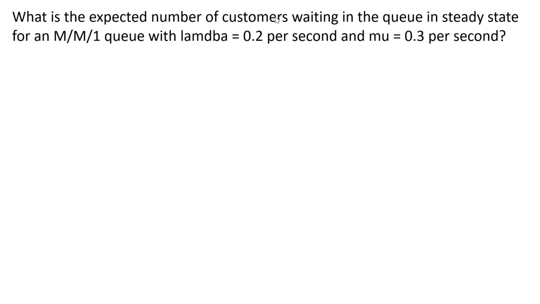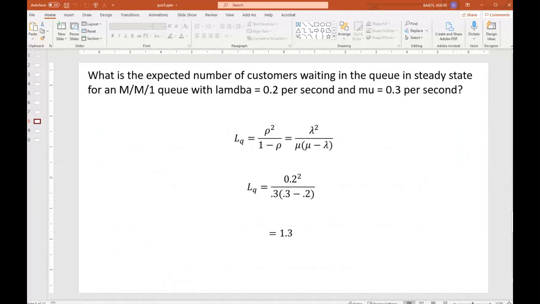So we have lambda and mu. Remember that lambda is the arrival rate, mu is the service rate. Lambda has to be less than mu. If not, then you've got a problem.